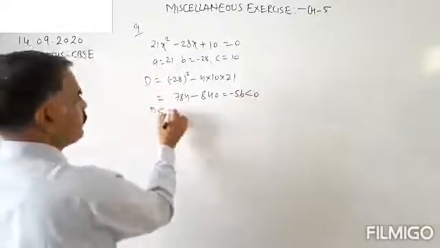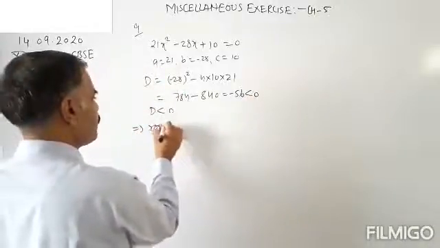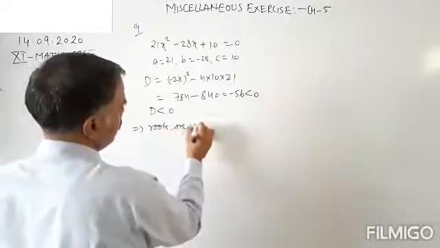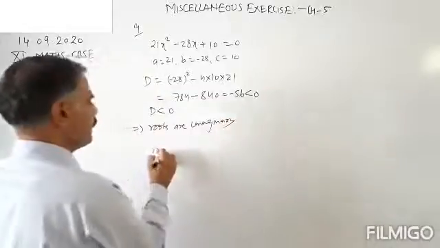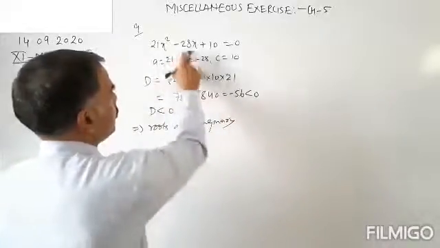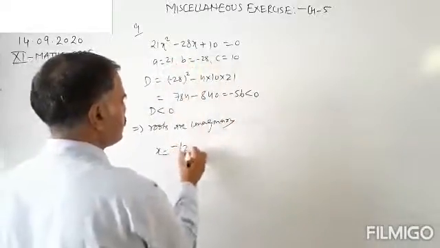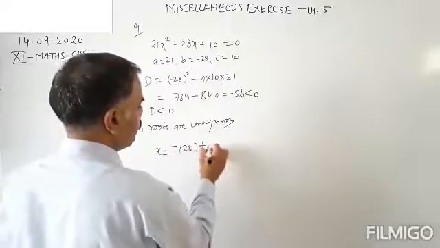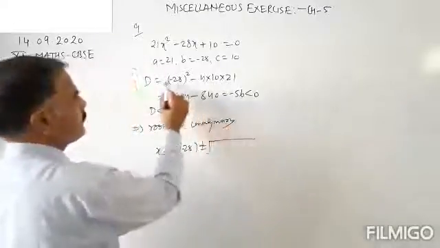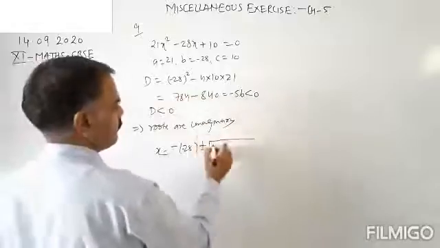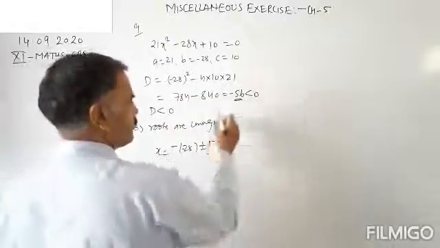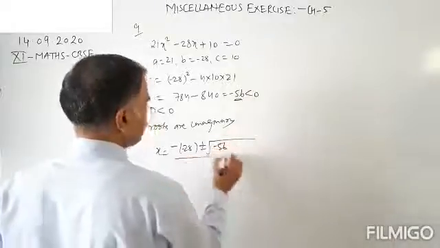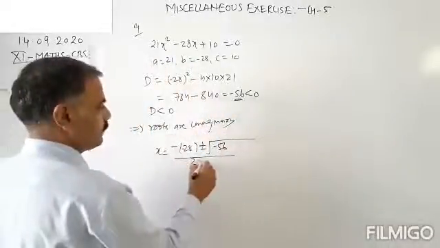D less than 0 implies that roots are imaginary. Now roots are x equals minus b plus minus under root b square minus 4ac upon 2a, where D is minus 56, upon 2 into 21.